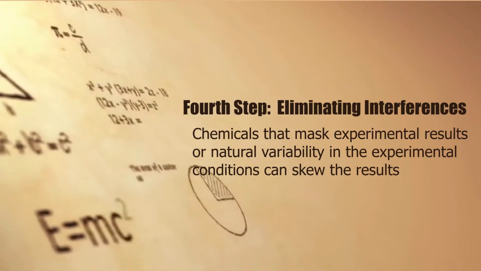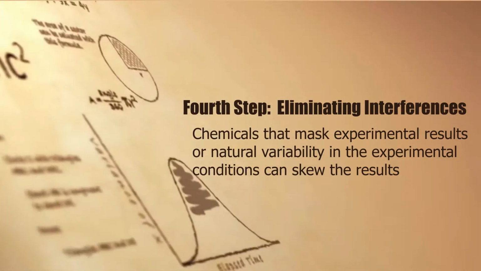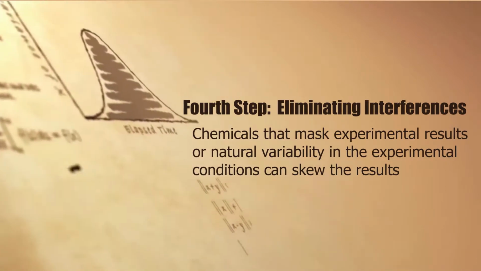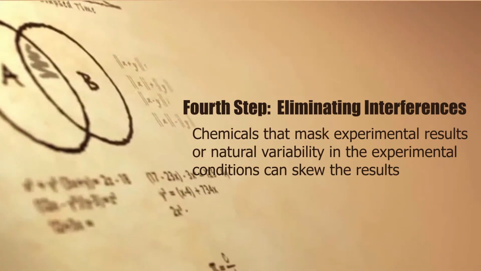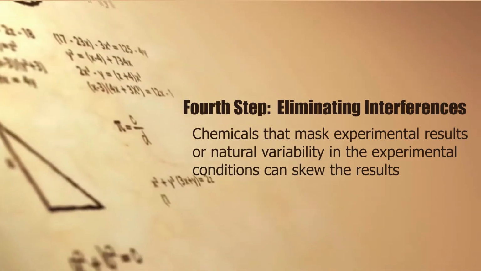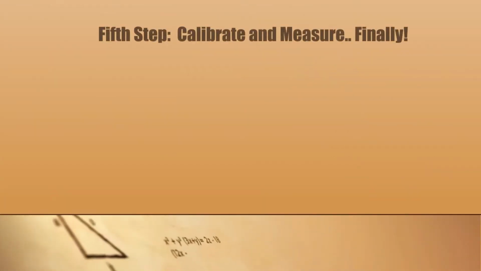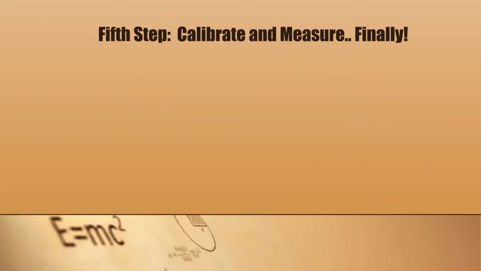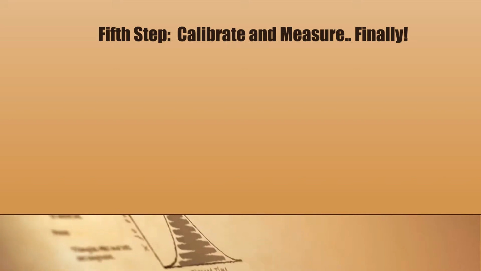In both examples, the interference can't be ignored and must be compensated for when we make the measurement and represent the truth. The fifth step is to calibrate our measuring devices and make measurements.